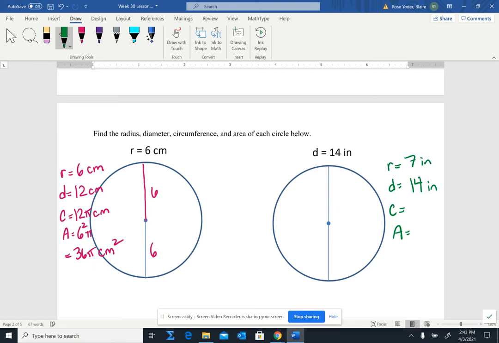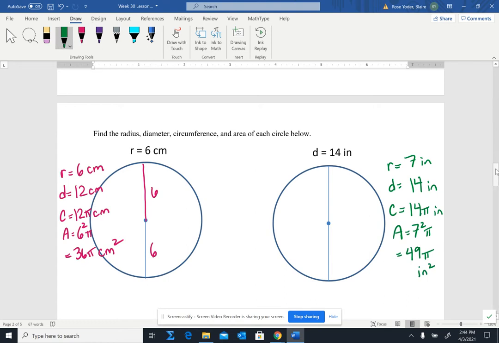Circumference is quick if you know the diameter. Diameter is 14, so it's just going to be 14 pi inches. And then what's the area? Well, we have to do 7 squared pi. So 49 pi square inches.